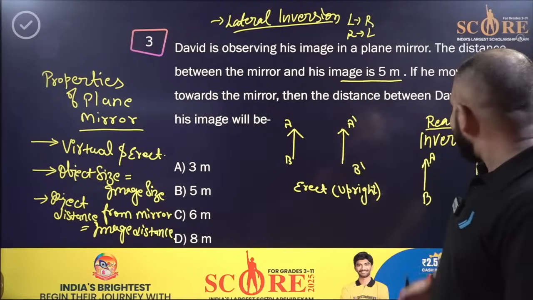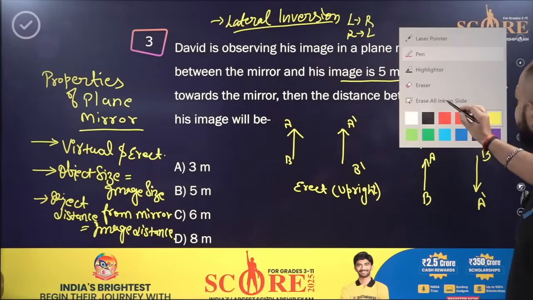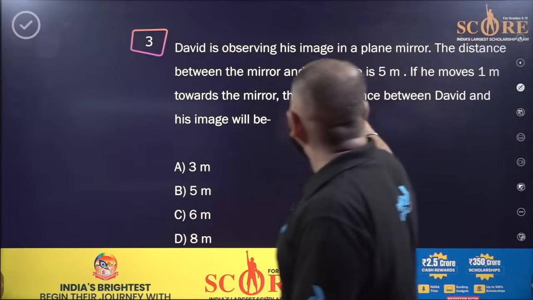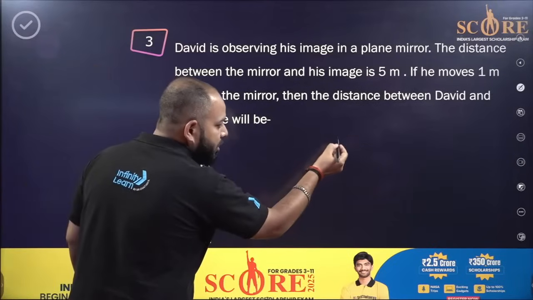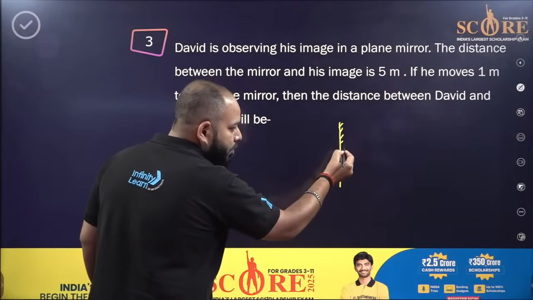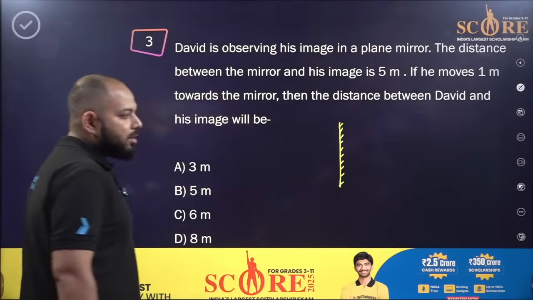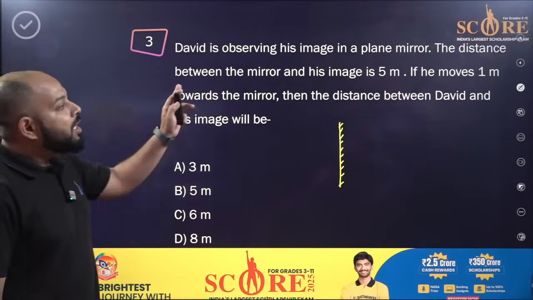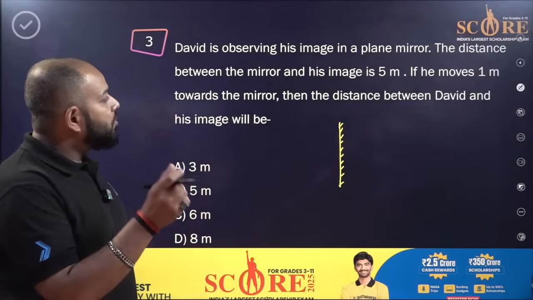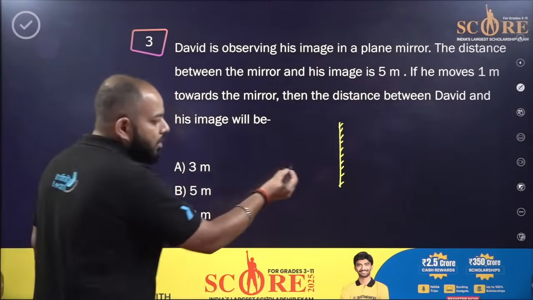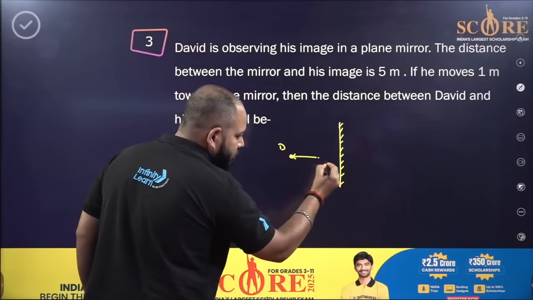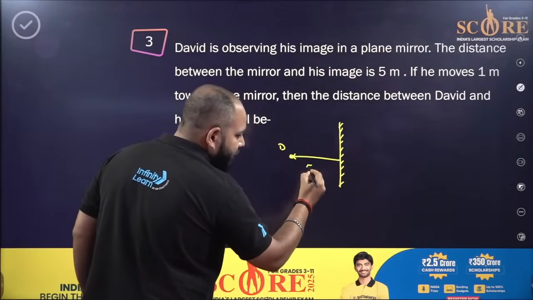Now, David. Let's see. I'm erasing this part. Everyone's clear? Now David observes his image in the plane mirror. Let's draw a plane mirror first. That's a plane mirror, and this is the polished side of it. Then the distance between the mirror and his image is 5 meters. Suppose David is here. So it's 5 meters.